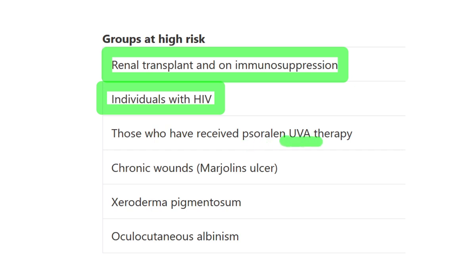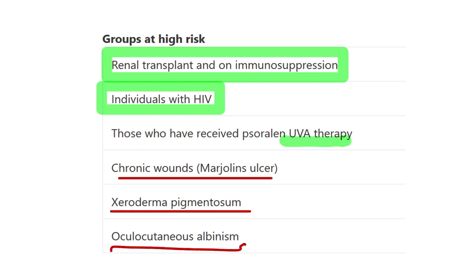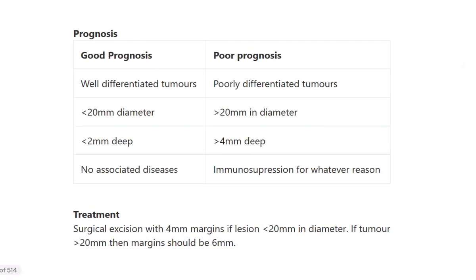Psoralen UVA therapy, and chronic wound is another cause, which is the Marjolin ulcer. It is a specific variant of squamous cell carcinoma. Xeroderma pigmentosum and oculocutaneous albinism. So these are the risk factors for the development of squamous cell carcinoma. And what is the prognosis? Here we can see the good prognosis and bad prognosis.